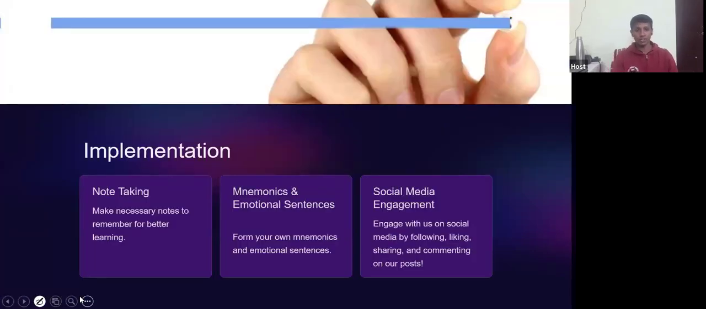Now the implementation part, Sampurna. Okay, you have to make notes. I guess you have made notes yesterday also, and you need to create your own mnemonic. If you are able to get your own mnemonic with this particular word, well and good. If you're not able to, no problem. Whatever I have told, you can use. Okay, and it's very important to form a sentence also, right?